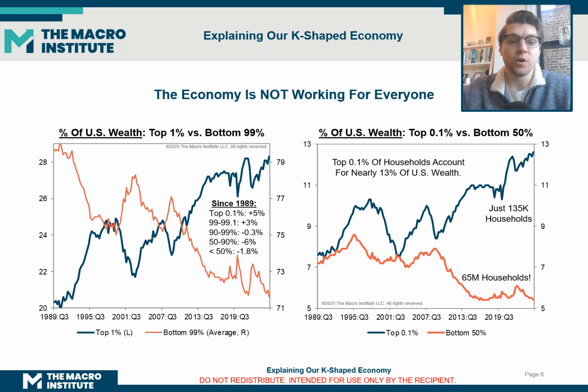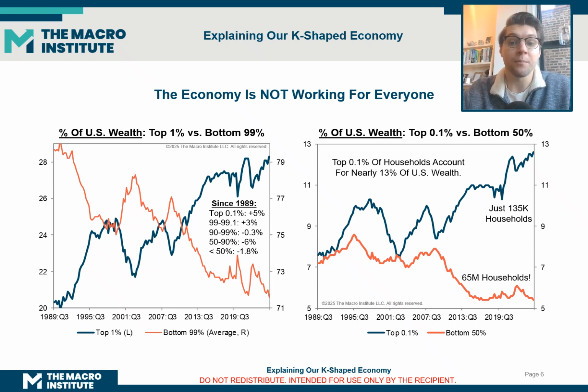If you look at the percent of U.S. wealth, the top 1% versus the bottom 99% on the left-hand side, you can see the top 1% continues to make gains, and the bottom 90% is losing. Then we look at the right, a similar way of showing this, but just the top 0.1% versus the bottom 50%. A couple crazy stats here.